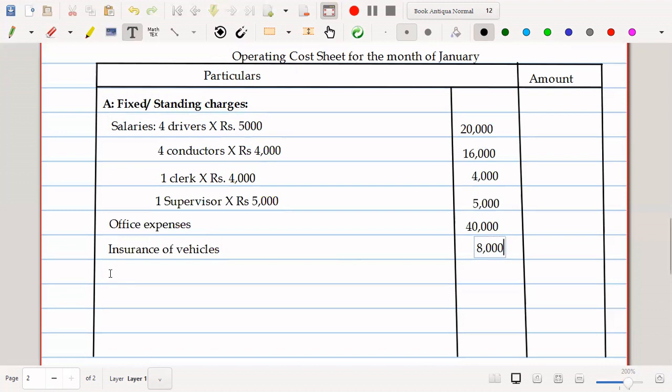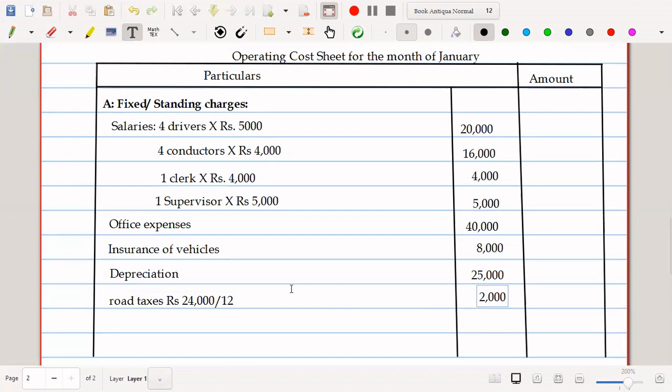And next is depreciation. Again, it's done in the working note. Depreciation amount here calculated was rupees 25,000. Next is road taxes. Road taxes, it is rupees 24,000 per annum given in the problem. Let's take it for per month, divided by 12. It comes to rupees 2,000.